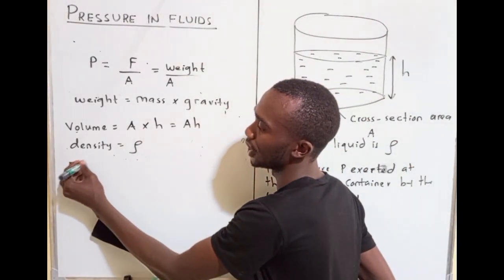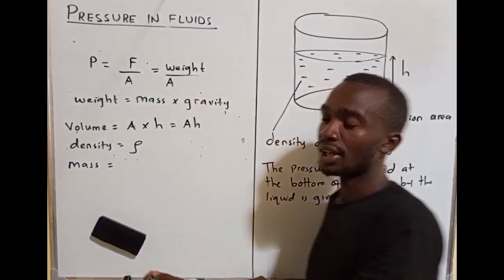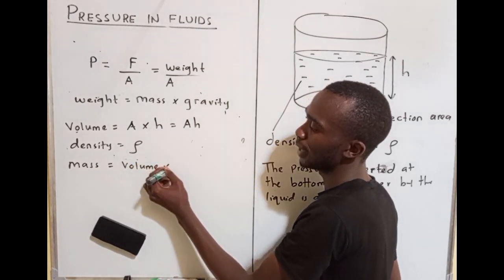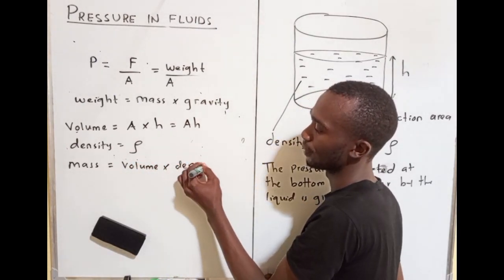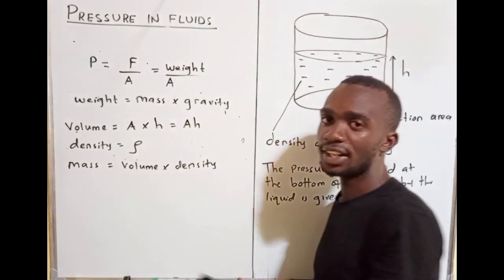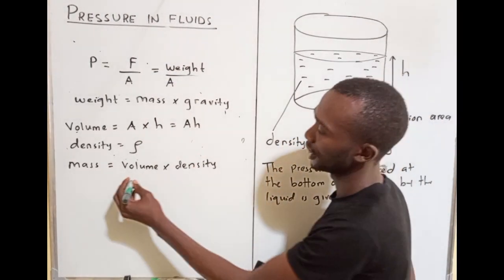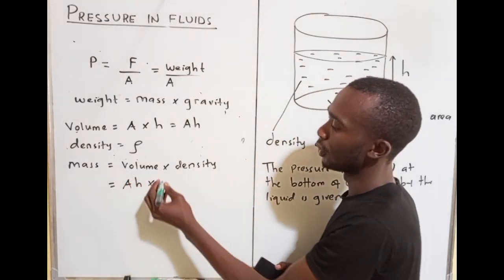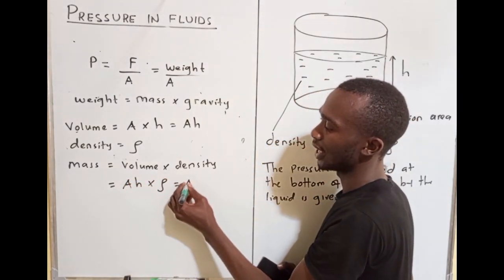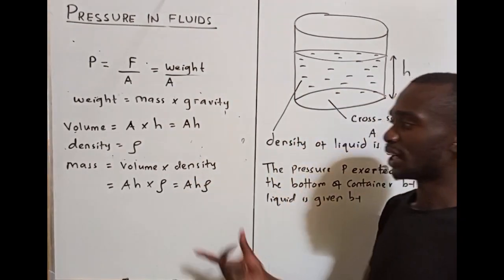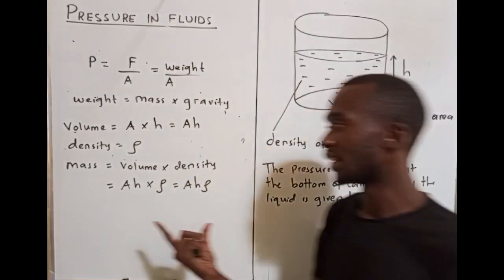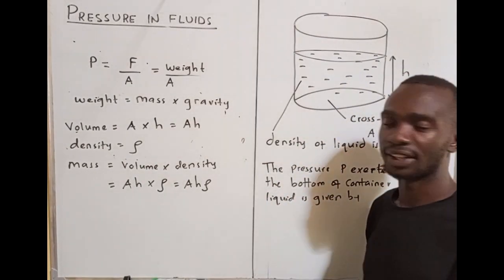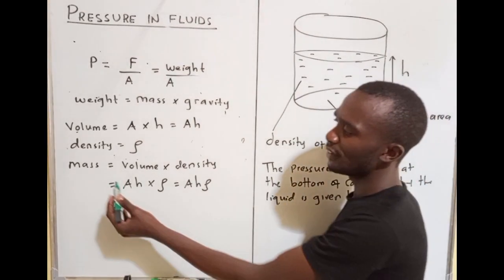So the mass of the liquid is equal to the volume of the liquid multiplied by the density of that liquid. The volume of the liquid is Ah, so this is equivalent to Ah multiplied by the density, which is ρ. This gives you Ahρ. This is the mass of the liquid, using the information given in the statement. Now we have the mass of the liquid.